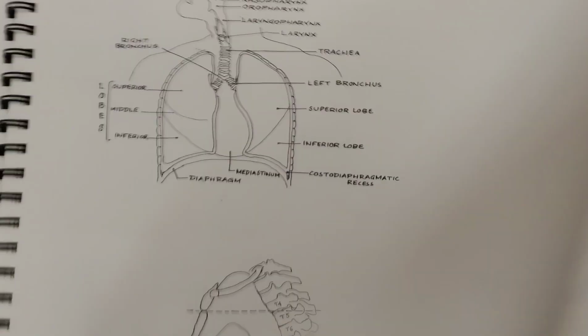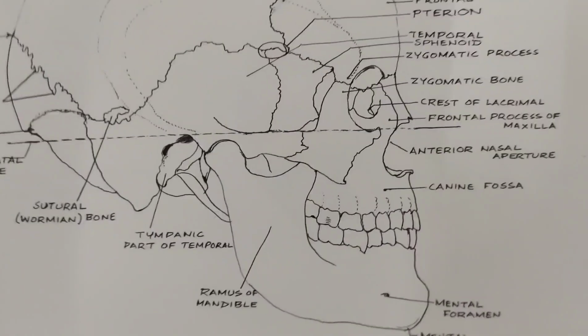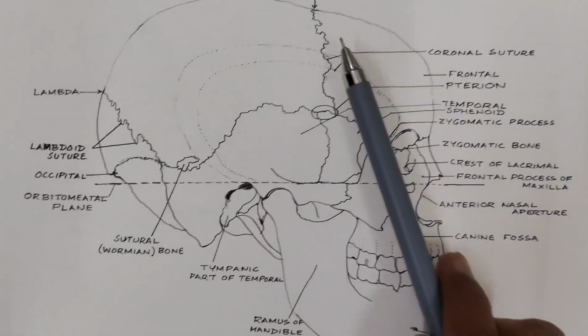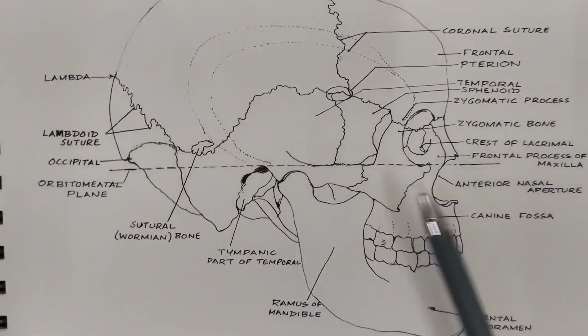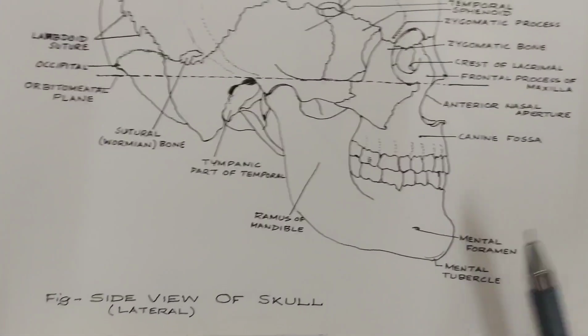Coming to the next diagram, we come to the skull. The skull is like this. As you can see, these are the sutures, immovable joints of the skull. This is a lateral view of the skull.